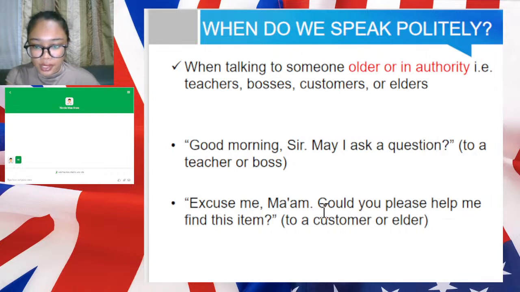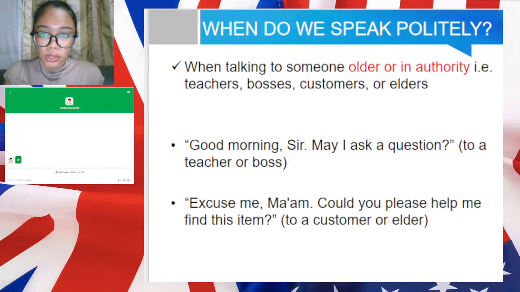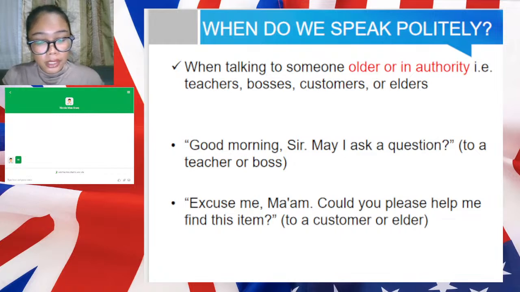Let's look at the first example. "Good morning, sir. May I ask a question?" This might be something you say to a teacher or your manager. Notice the polite title, sir. We can also use ma'am. The formal structure, "may I ask," and then the calm and respectful tone. That's how you speak politely when talking to someone older or in authority.